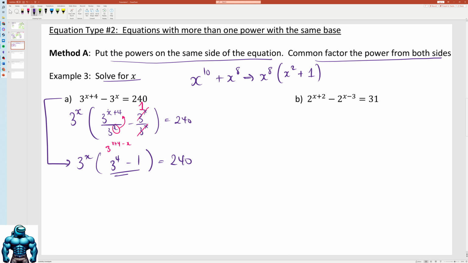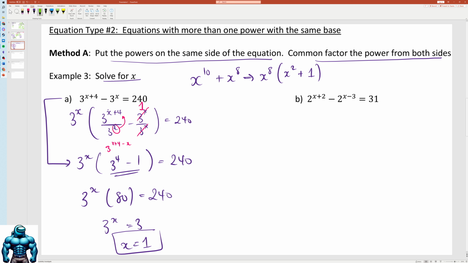And typically speaking, with these examples, you're just left with a number over. So what do we have here? 3 to the x, 3 to the 4 is 81, take away 1 is 80, is equal to 240. You're going to divide both sides by 80. You're going to get 3 to the x is equal to 3. Then obviously, x is equal to 1.